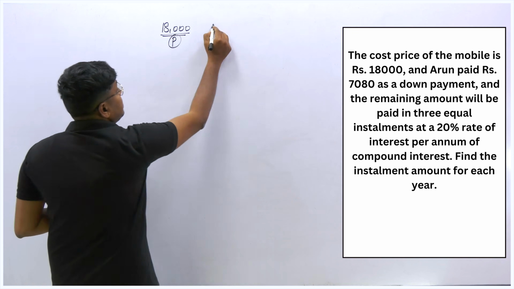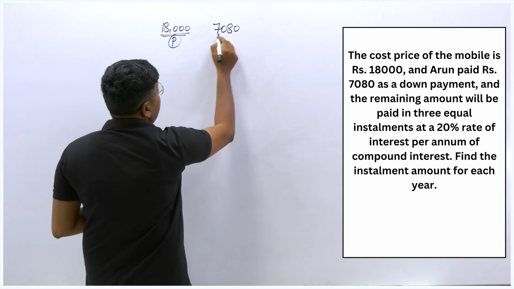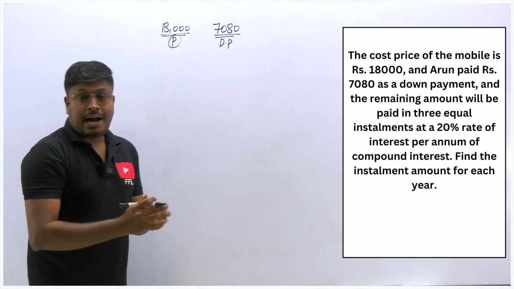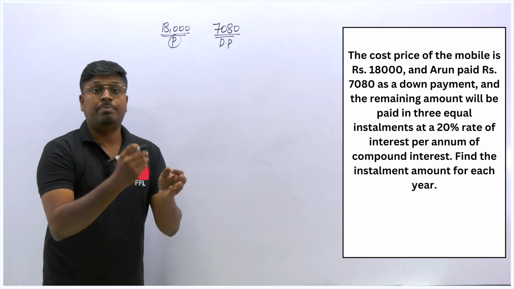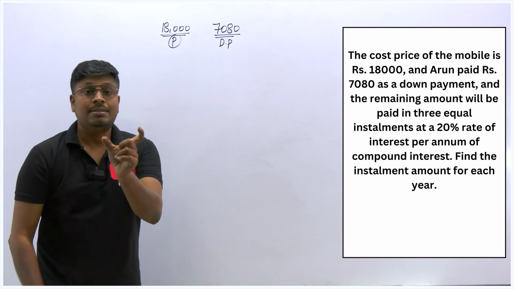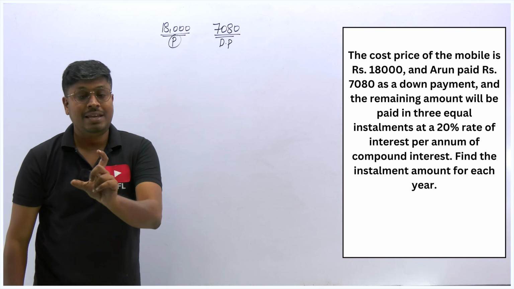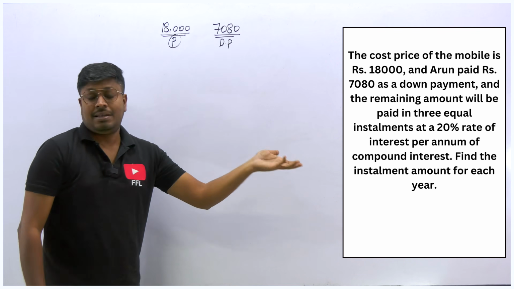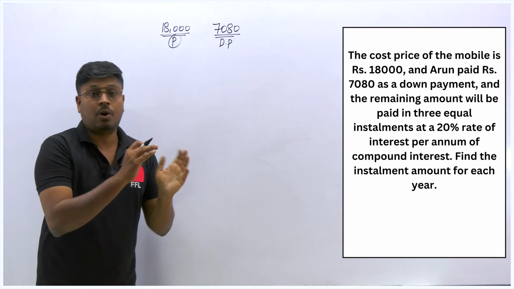Yes, 7,080 is the amount of the down payment he paid initially, and the remaining amount has to be paid on an installment basis. Our target is to find the installment amount for every year that he has to pay to the loan, right? So he is taking a loan that is based on compound interest.